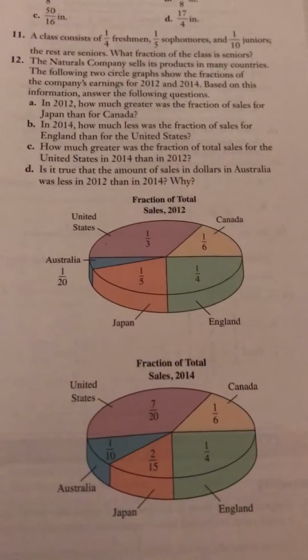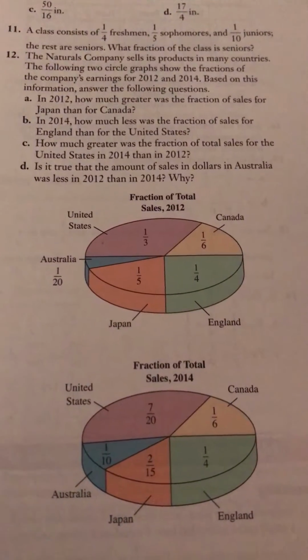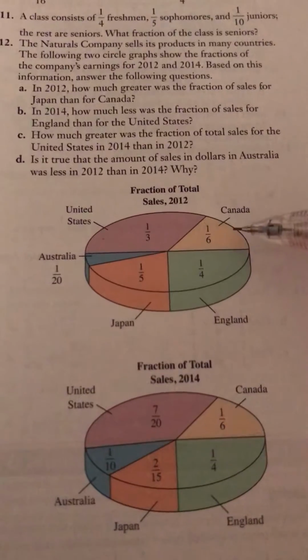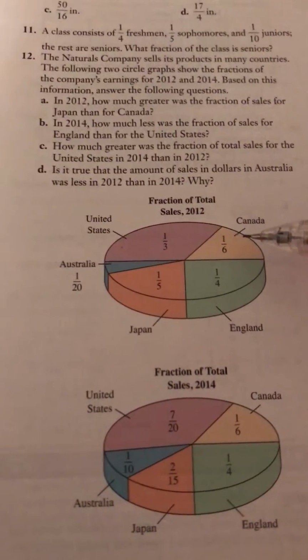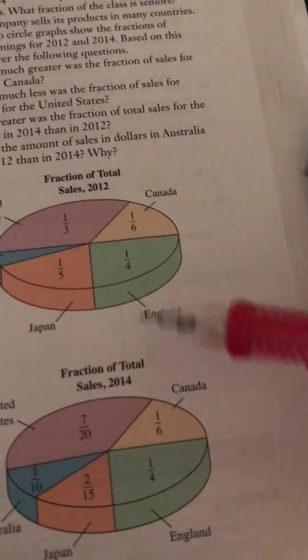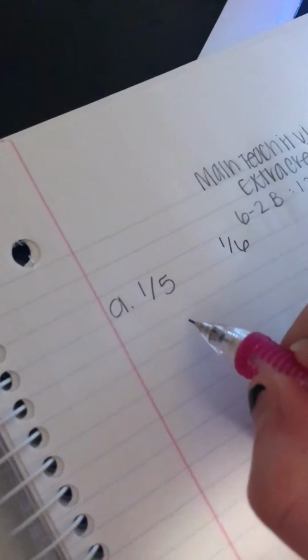For letter A, it says, in 2012, how much greater was the fraction of sales for Japan than in Canada? So we look at the fraction of sales for Japan. Japan had 1/5, and Canada had 1/6. So now we have these two fractions, and we need to get a common denominator to see which one is greater. They both can go into 30, so that will be our common denominator.